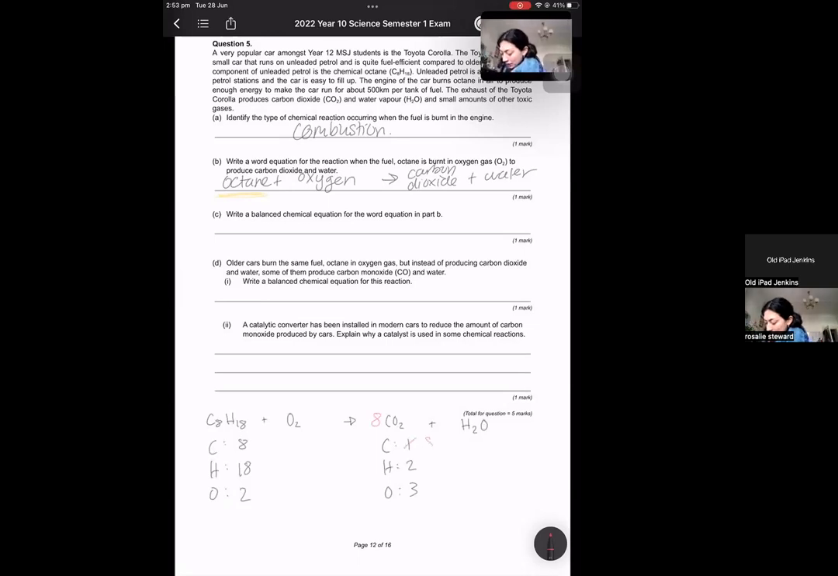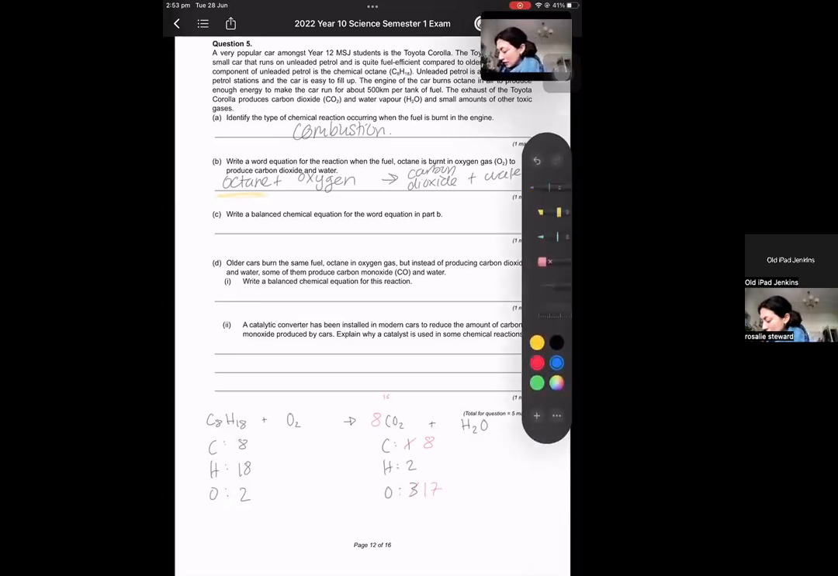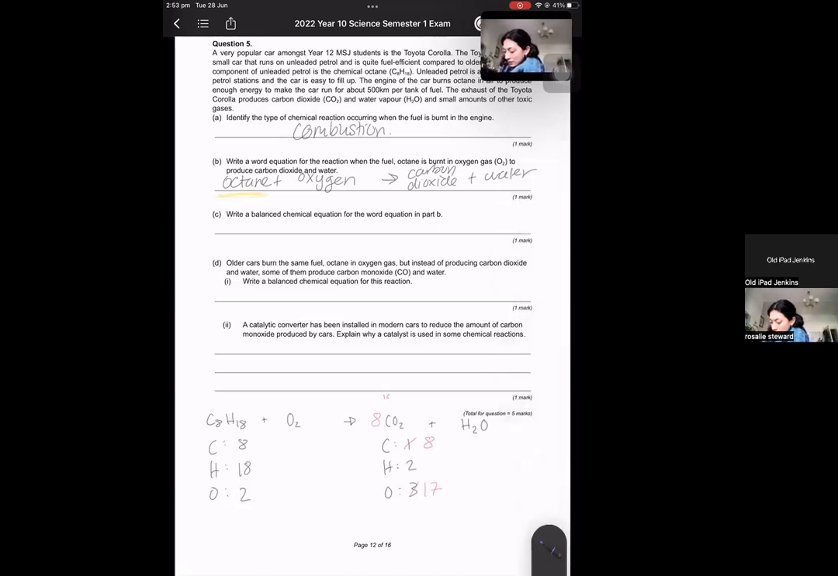That means I've now got 8 carbons, but it also changes the number of oxygens I have. So I've now got 16 oxygens there, 8 times 2, plus that 1 there. So I've now got 17. Yikes, very annoying numbers here. Let's change to a different color. So now I'm looking at the hydrogens. 18 hydrogens on the left, 2 on the right. So what do I do? Put a 9 in front, times that by 9, which makes that 18.